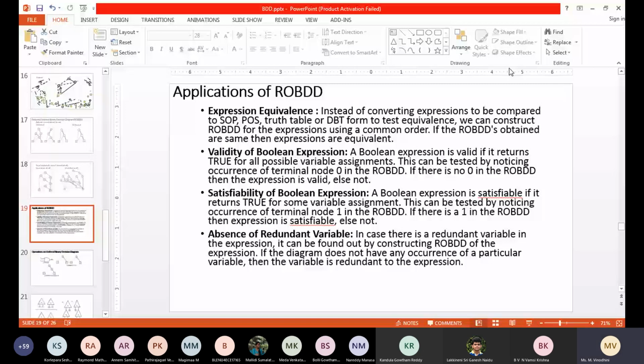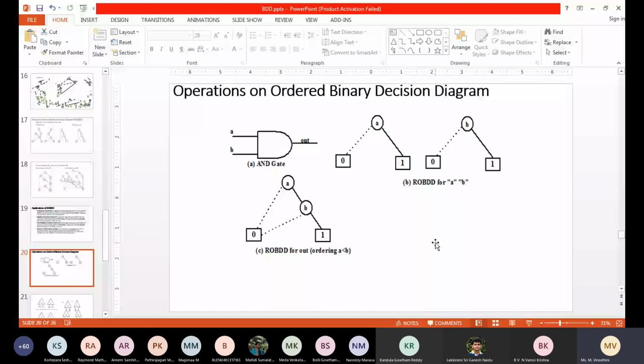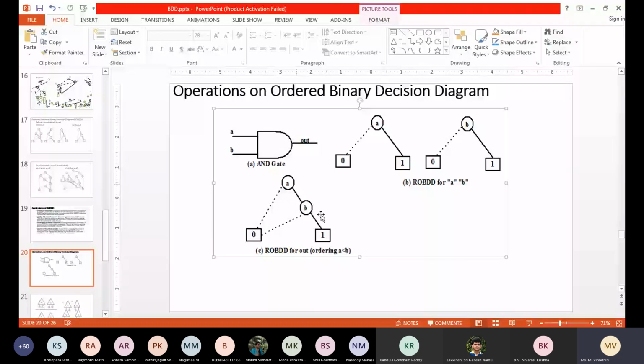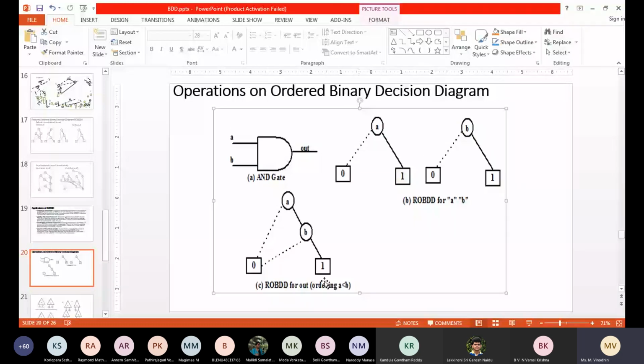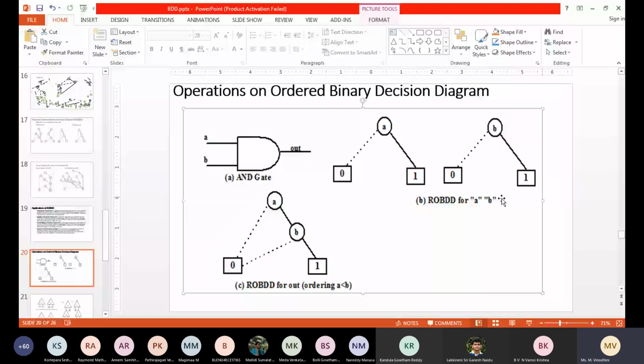Now moving on to operations on ROBDD. What are the operations we can do with respect to ROBDD? So please listen here. I've taken an AND gate, a two-input AND gate. The two inputs are A, B, and the output is out. Okay, now let me take the first input A and draw a diagram.